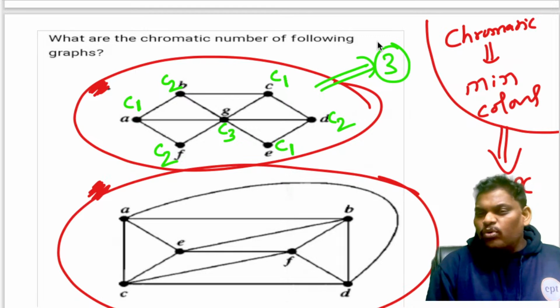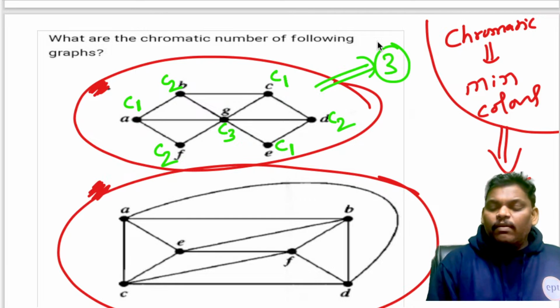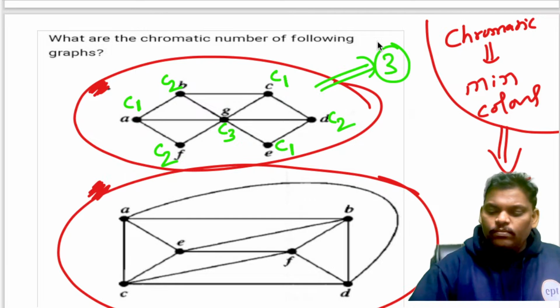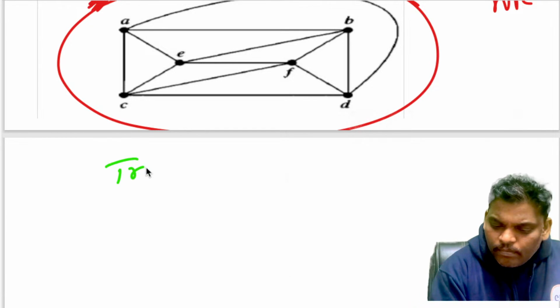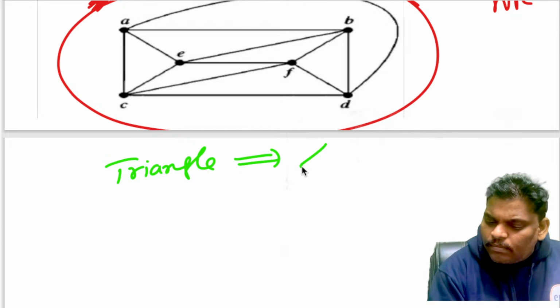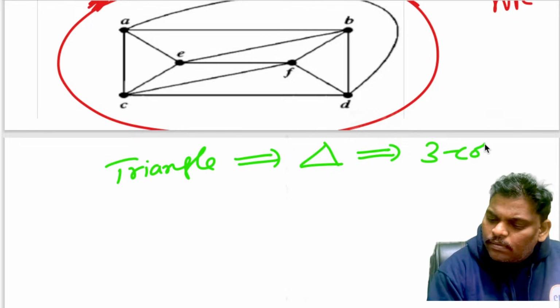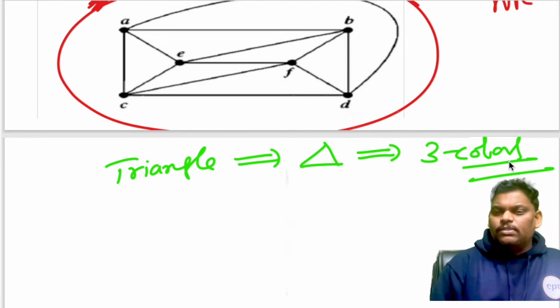Someone is saying that the answer is 2 and 4. How 2? Whenever there is a triangle, how 2? Triangle there, let me write now. Three colors.